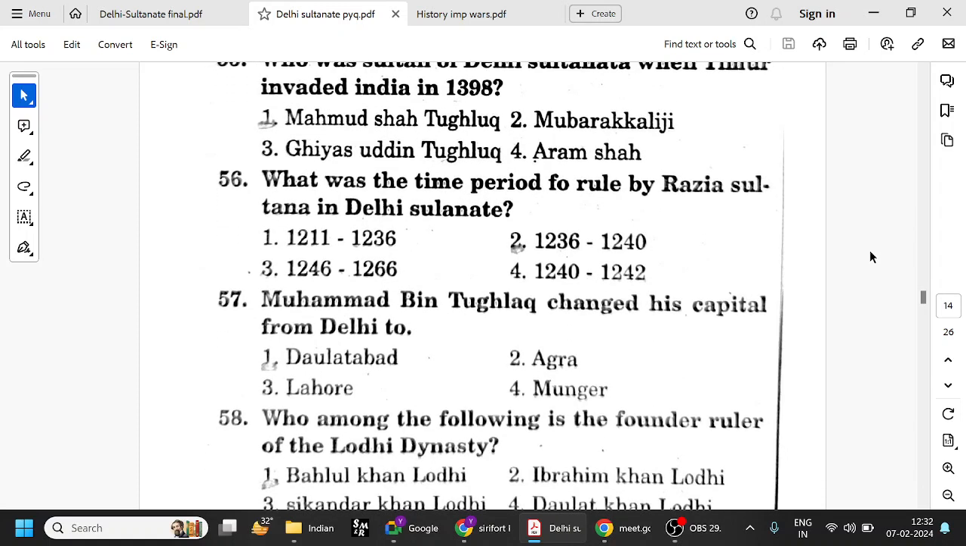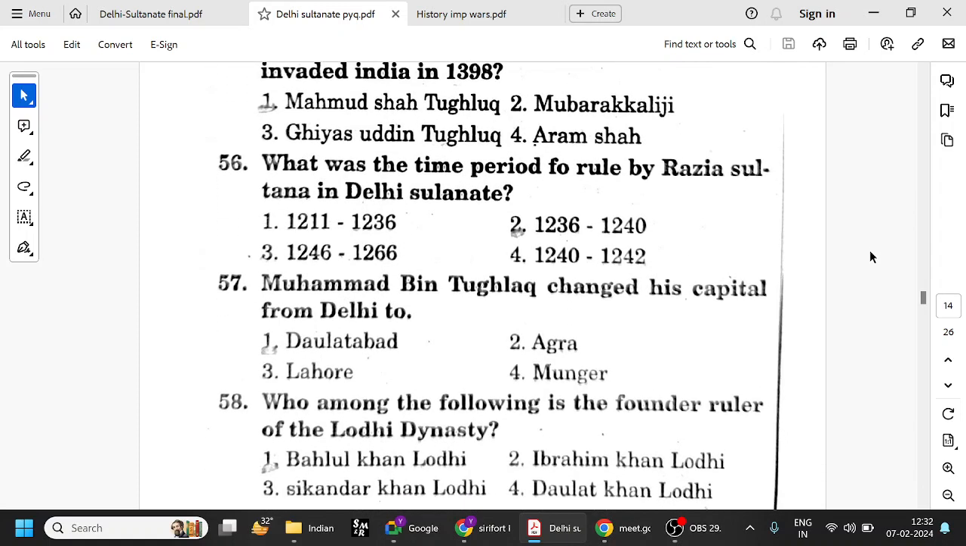So Razia Sultana ruled for only 4 years. So you can look at the options: 11 to 36, more than 4 years; 46 to 66, almost 20 years, this is wrong; 40 to 42, only 2 years; 36 to 40. Even if you don't remember 1236 to 1240, just based on the fact that she ruled for only 4 years, you can make out this is the answer. Also try to remember 1236 to 1240.